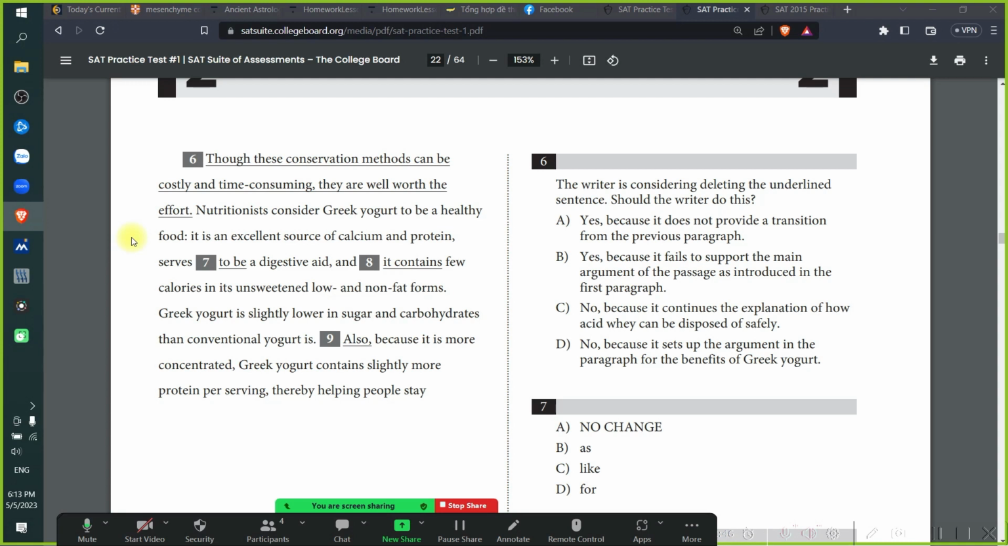In the next sentence they say nutritionists consider Greek yogurt to be a healthy food and an excellent source of something.